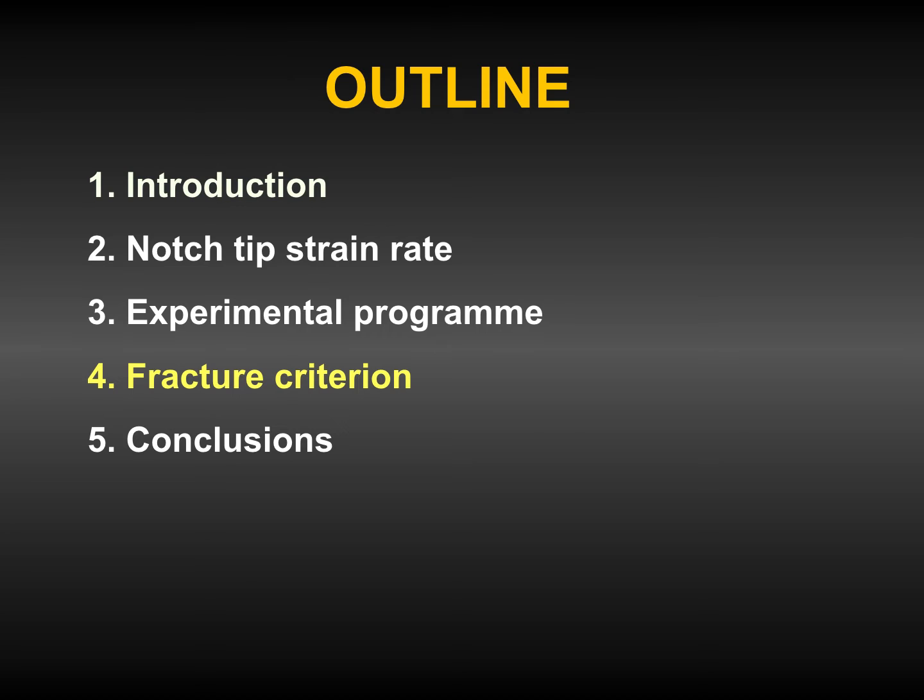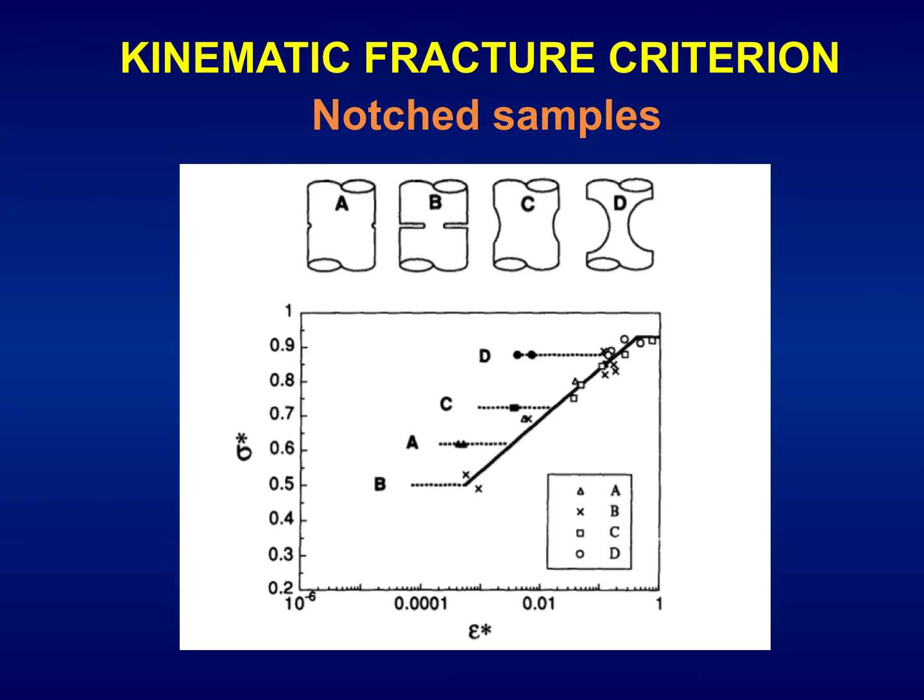Let's formulate the fracture criterion. This is the kinematic formulation of the fracture criterion for the 4 notched samples A, B, C, D. Here we represent 2 dimensionless variables, dimensionless stress and dimensionless strain. The dimensionless stress is obtained from the critical fracture loading in the hydrogen embrittlement test with notched samples, by using also the critical distance concept, the tearing topography surface extension.